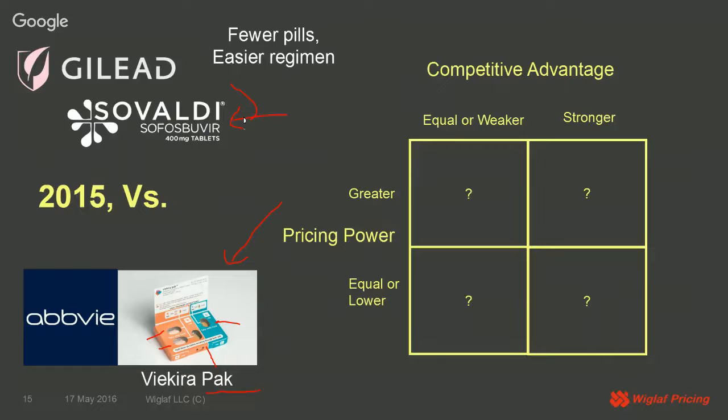Let's go to our matrix. Think about where we sit there. Gilead Sovaldi versus AbbVie. Which one has a competitive advantage? That's a hard question. Let's think about just the cost. Which one has a cost advantage? Well, these are pills, just chemicals produced in a lab. They don't cost much to make.